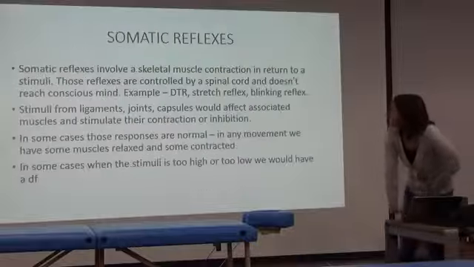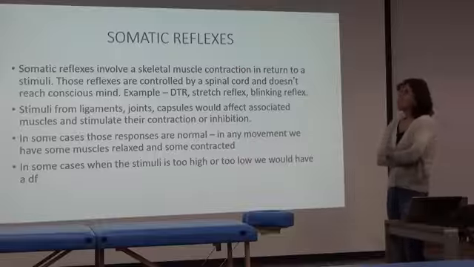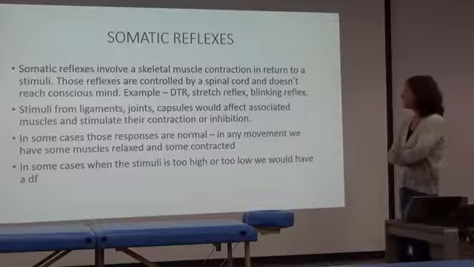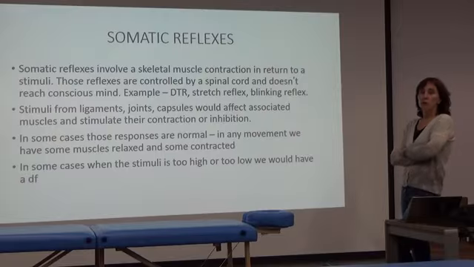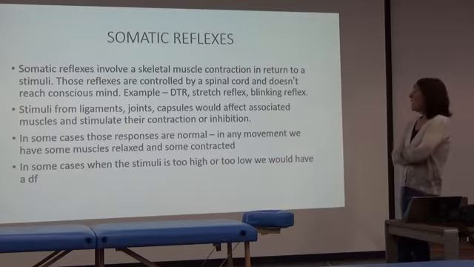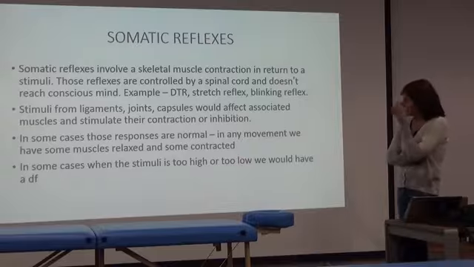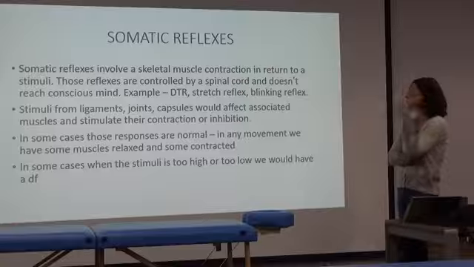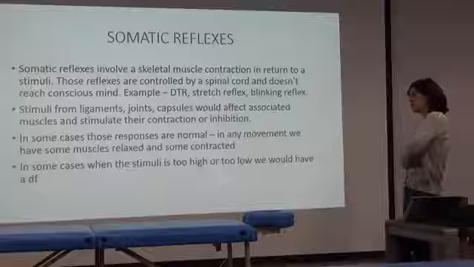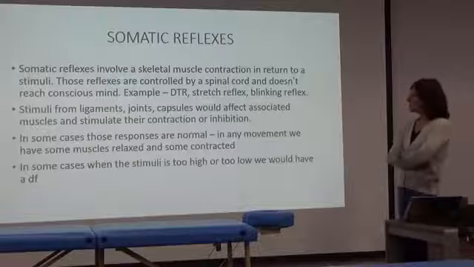Now we start with somatic reflexes. Somatic reflexes involve muscles, and muscle contraction in response to a certain stimulus. Those reflexes are controlled by the spinal cord, and they don't reach the conscious mind. So for example, it's a stretch reflex. So when we have a dangerous stimulus, we have withdrawal. This is a stretch reflex working.